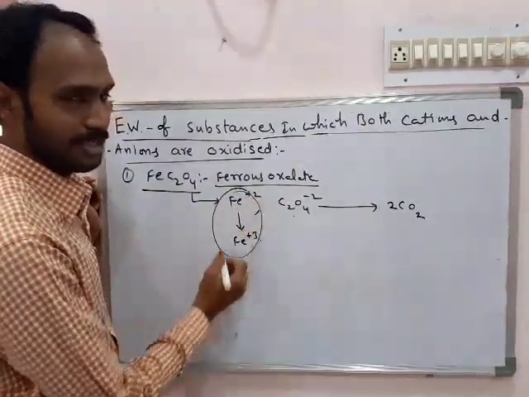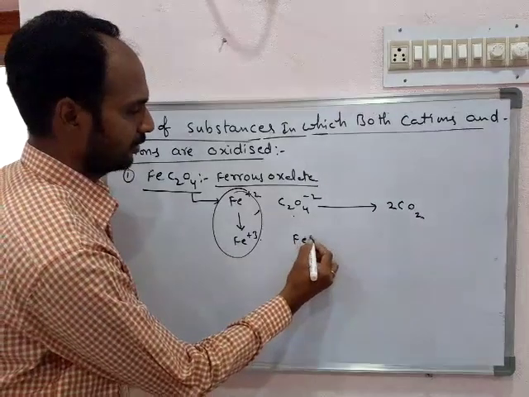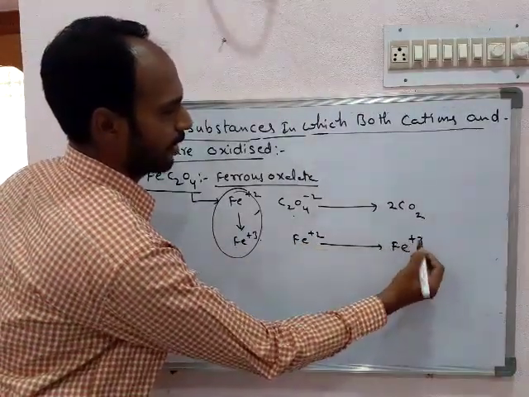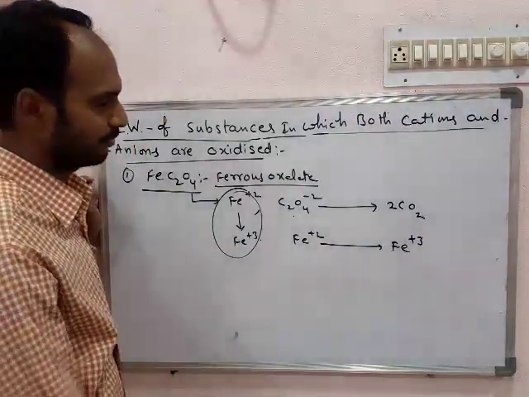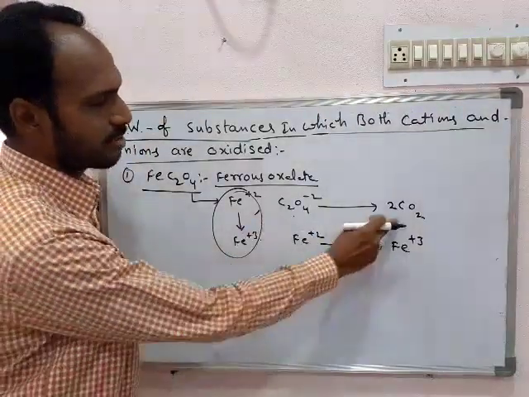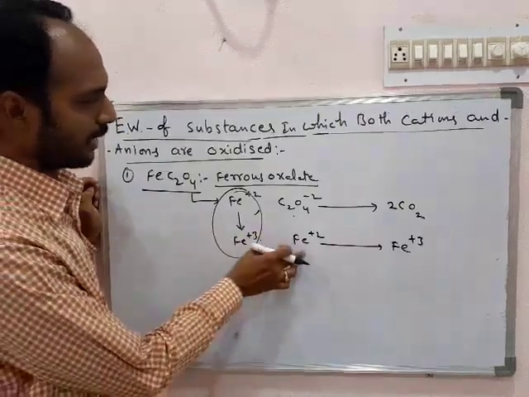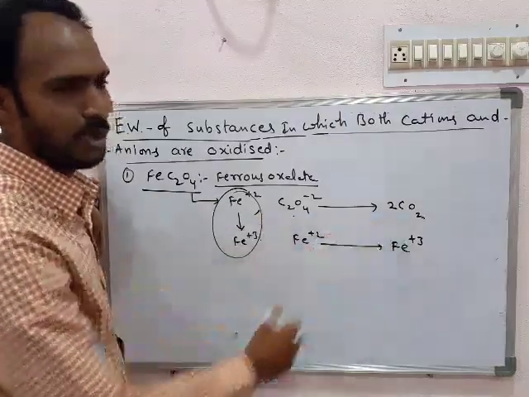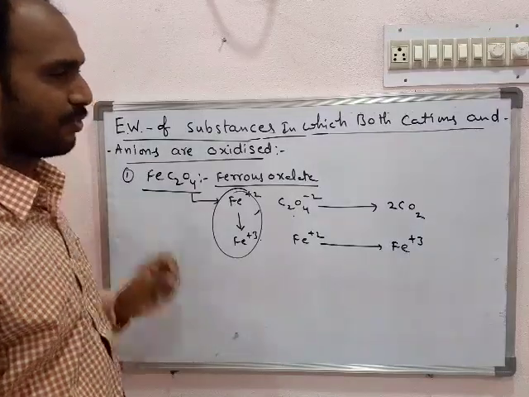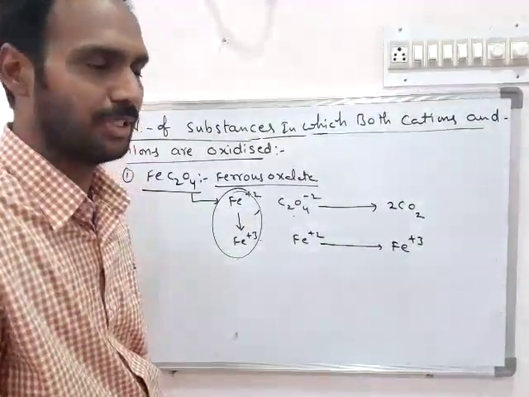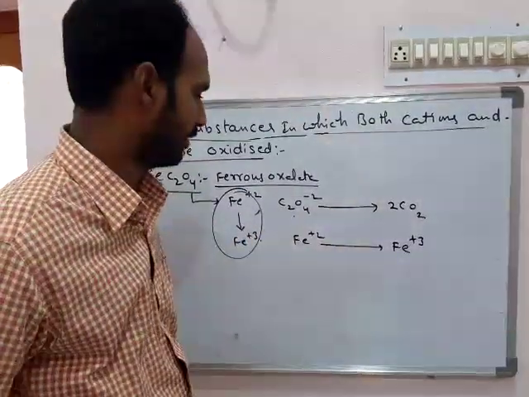We write this reaction again. The ferrous ions are oxidized to ferric ions. Again, the oxalate ions are oxidized to carbon dioxide. So here both cation and anion undergo oxidation. Now what is the n factor? So what is the change in the oxidation number of that particular element?